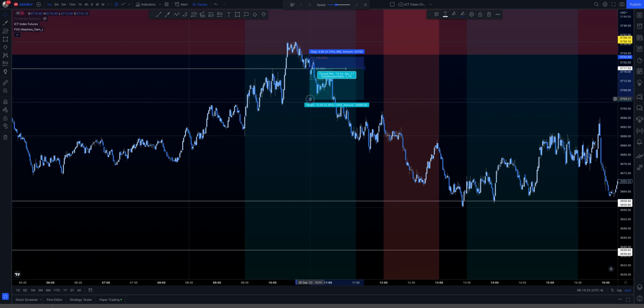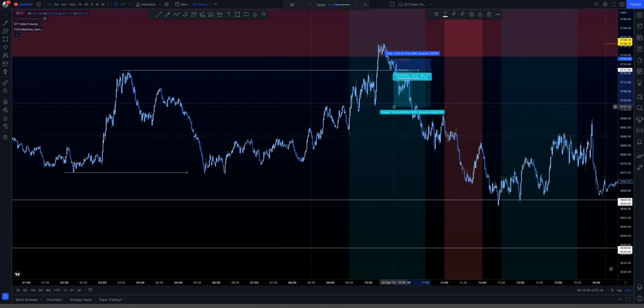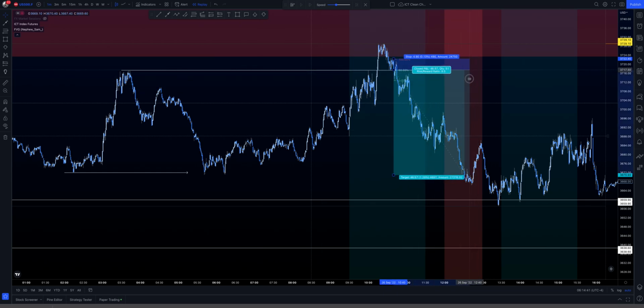and then if you wanted to take target here, which is your internal range liquidity, you could do so. 3% on that just for your internal range liquidity. Your external range liquidity would have actually been below the relative equal lows here for almost 10%, which was an absolute outstanding trade.